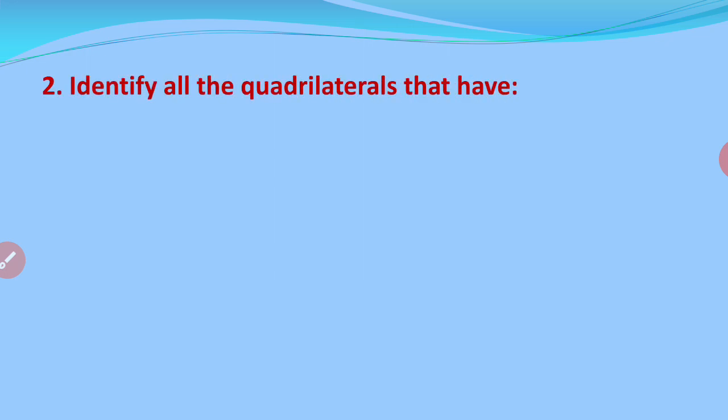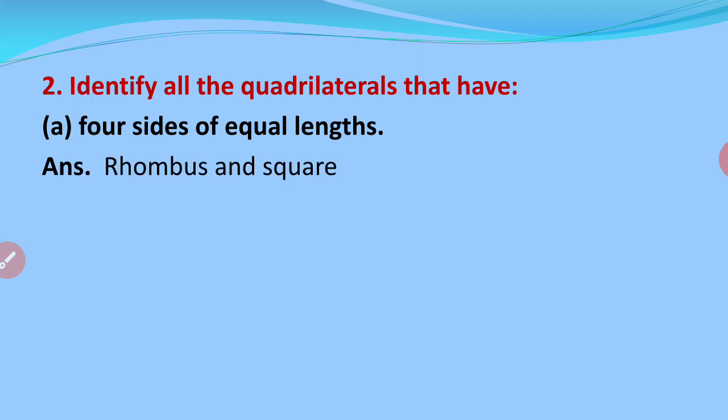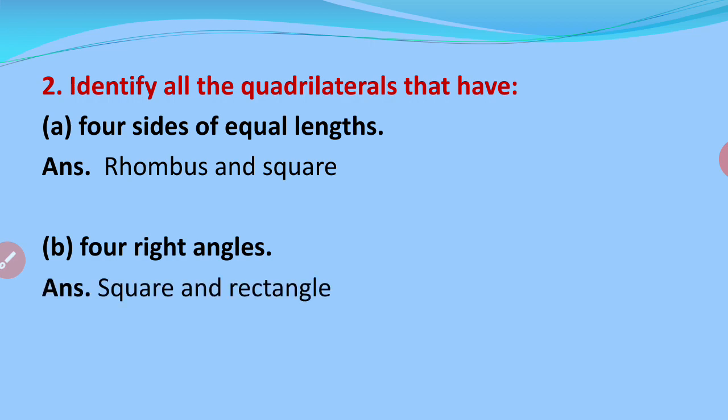Question 2. Identify all the quadrilaterals that have four sides of equal length. So they are the rhombus and the square. In these two figures, all four sides are equal. Four right angles? Yes, they are the square and the rectangle. All the angles are equal, that is, right angles of 90 degrees.